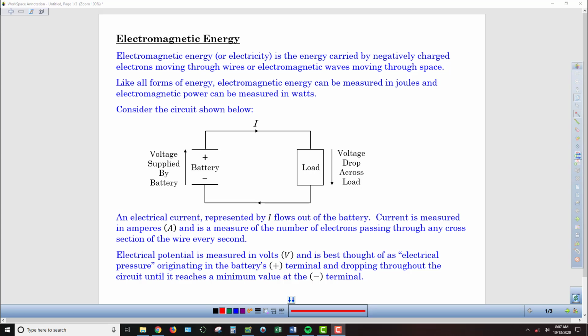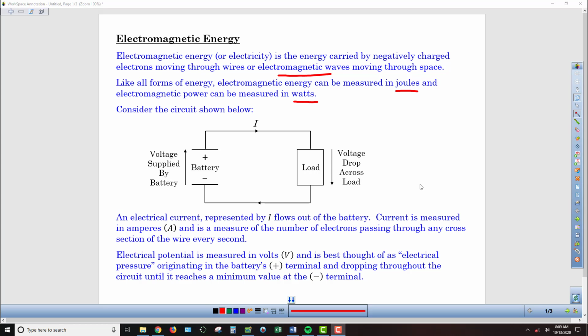Electromagnetic energy is the energy that's carried by electrons moving through a series of wires or electromagnetic waves moving through space. And so like all of our forms of energy, we're going to measure it in joules, and electromagnetic power is going to be measured in watts.